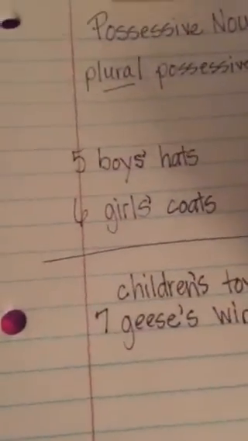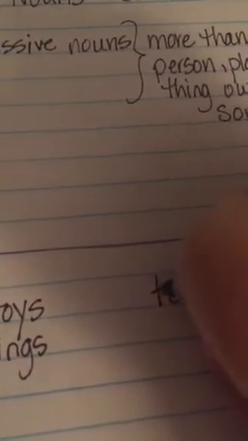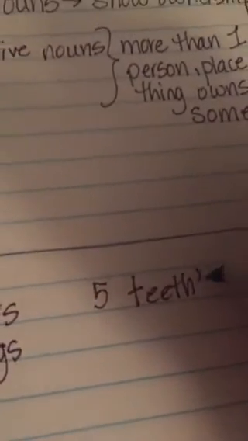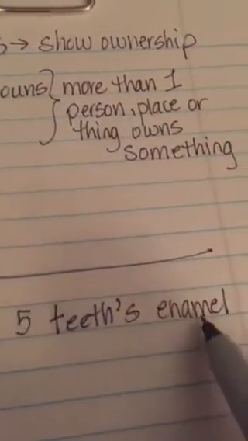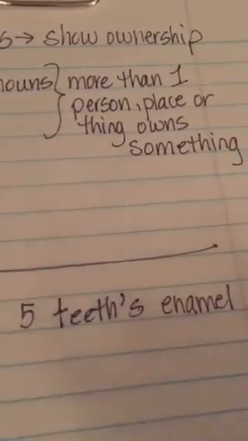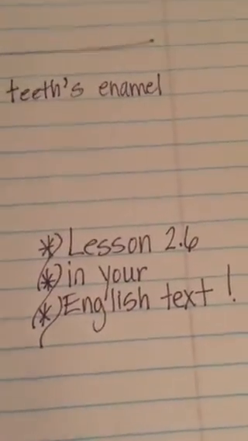Okay, let's do one more. Let's do teeth. Teeth is plural. It doesn't end with an S. So if we say 5 teeth's enamel, we have to add apostrophe S if we're showing ownership because teeth is plural and it doesn't have an S. So you add apostrophe S. And to review, you can always look at lesson 2.6 in your English text.